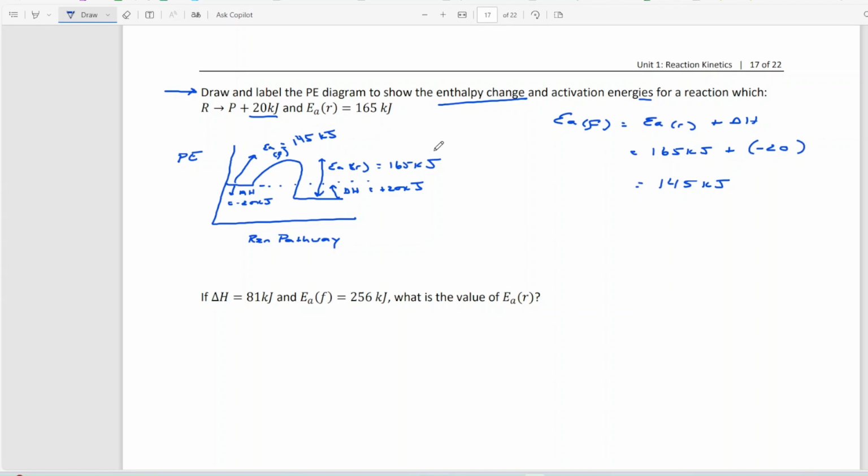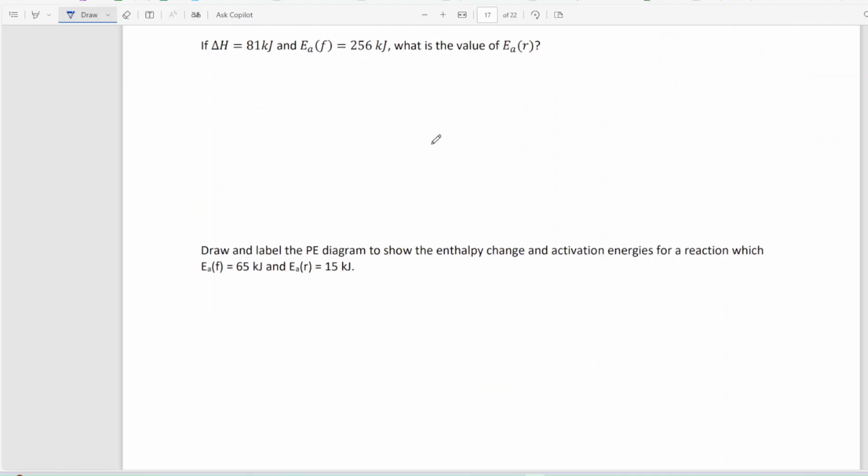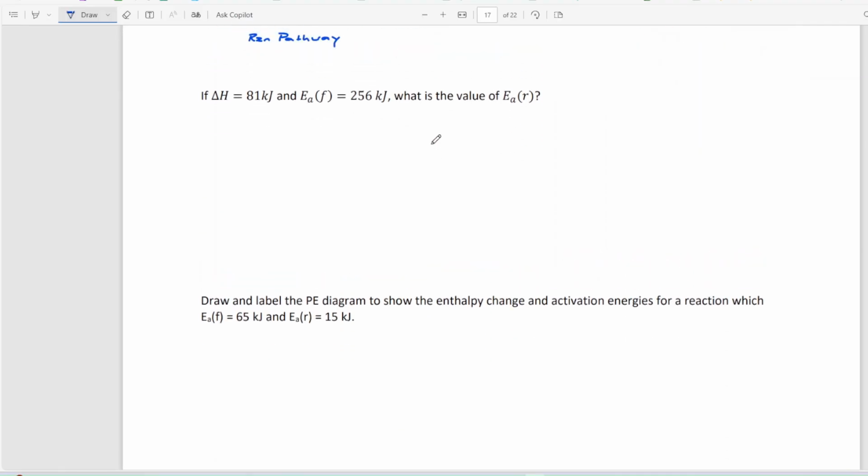All right, let's try this next one. This next one is telling me that I have an enthalpy change of 81 kilojoules and the activation energy forwards of 256. And it's asking me what is the activation energy in reverse. Now for this one, I haven't said draw the potential energy diagram because I wanted to give you the option of just using the formula, but it's sort of up to you.